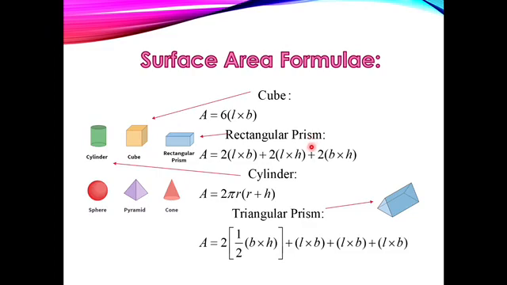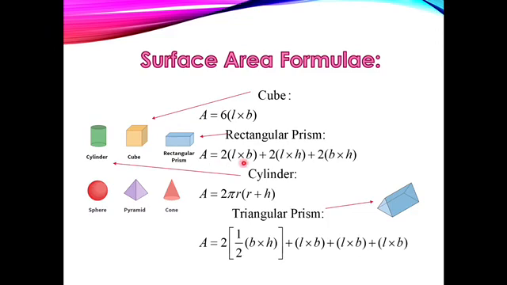Let's look at a rectangular prism. I'm going to go into more detail when we actually have an example, because it'll be a lot easier from that perspective. But you'll see that we have 3 sections in the formula. The formula states A is equal to 2 open brackets length times breadth close bracket plus 2 open brackets length times height close brackets plus 2 open brackets base times height close brackets.